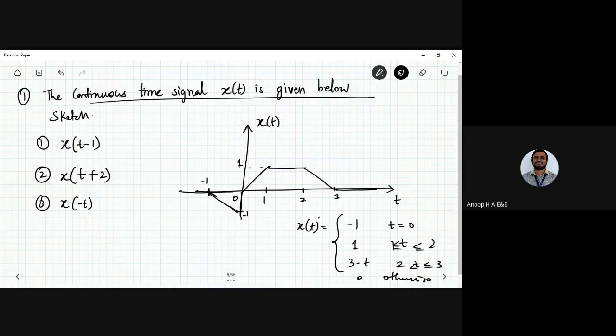So minus 1 at t equal to 0. From 0 to 1, how do I need to write it? Anyone in the class? From 0 to minus 1, how do I need to write it? It would be minus t plus 1, or how is it? It is t plus 1, when you go from 0 to minus 1. Minus 1 is less than t less than 0. Yes, so t plus 1.